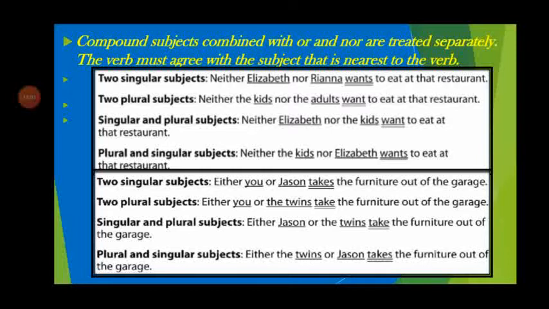The last one, plural and singular subjects combined together: Either the twins or Jason. In the first and the last sentences, either the twins or you, the two subjects are plural, but the subject that is closer to the verb is singular. So that's why the verb has also changed into singular form.